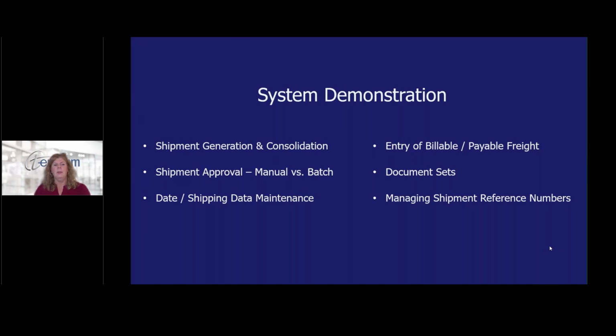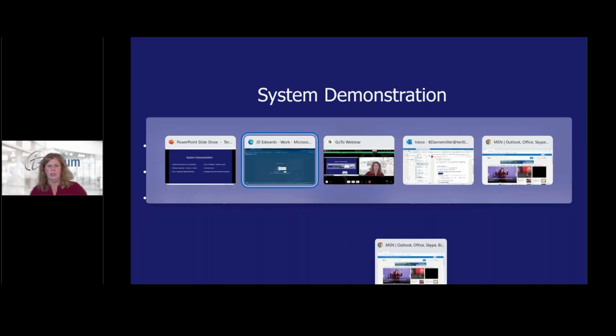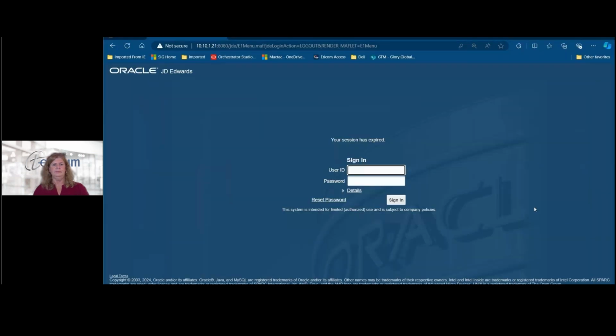Talk a little bit about how we can manage just general shipment related revisions and how that can push data back to the sales order rather than vice versa. We'll talk about entry of billable and payable freight. I'll talk about those document sets and generating shipment paperwork. And then we'll finish up with a little bit looking at shipment reference numbers. All right, so let me get into my JD Edwards system.